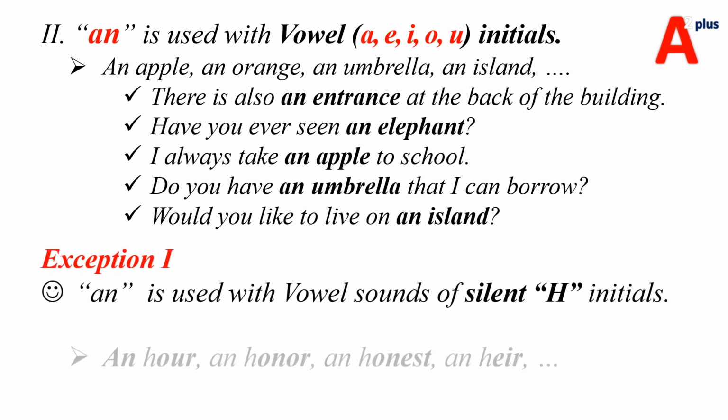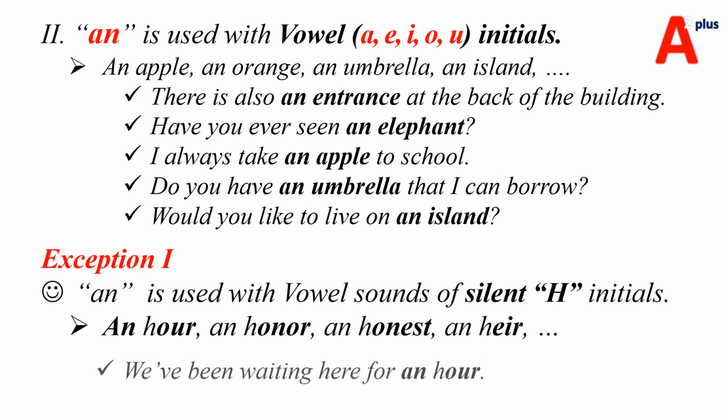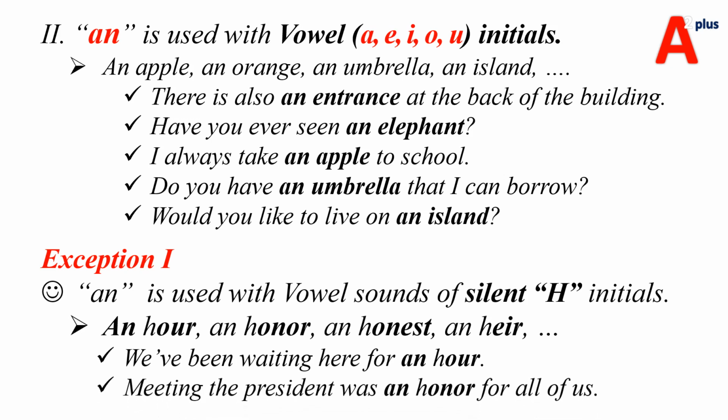The first exception: an is used with the vowel sound of silent h. There are words that start with a consonant, which is h, but h is not pronounced. Let's see: an hour. Hour, we say an hour.